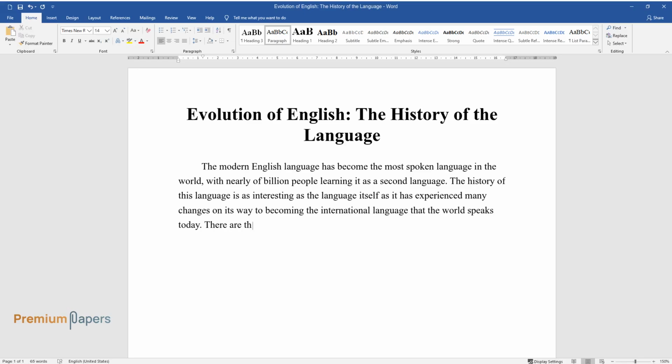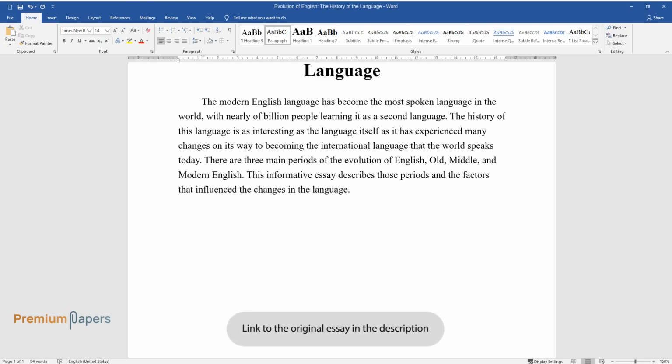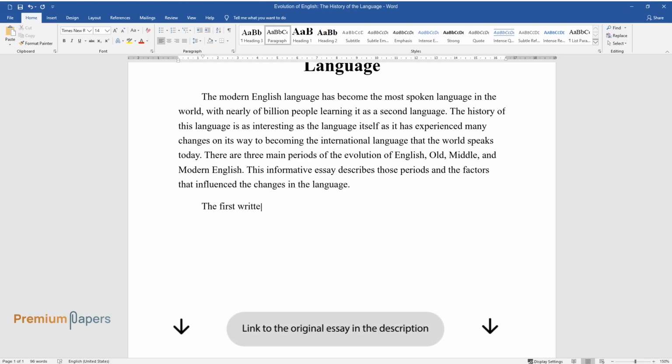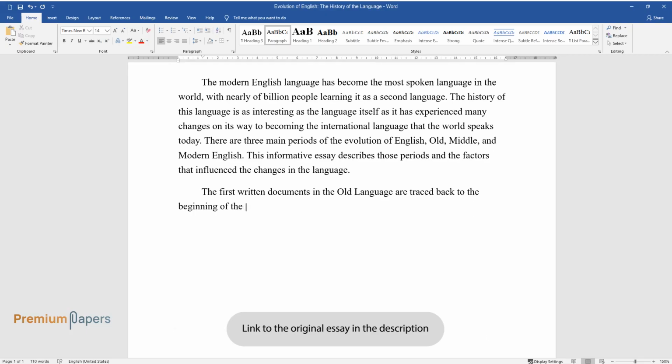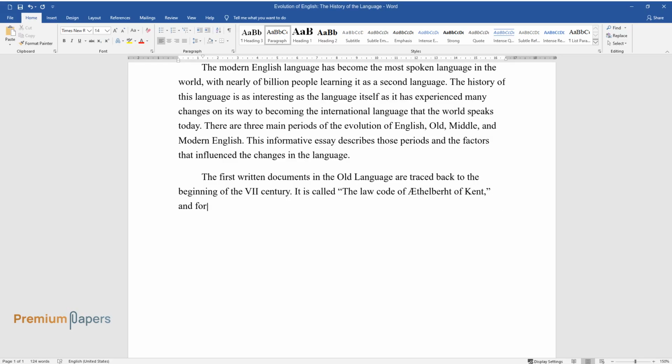There are three main periods of the evolution of English: Old, Middle, and Modern English. This informative essay describes those periods and the factors that influenced the changes in the language. The first written documents in the Old Language are traced back to the beginning of the 7th century. It is called the Law Code of Ethelbert of Kent, and for the modern English speaker, it is indeed incomprehensible.